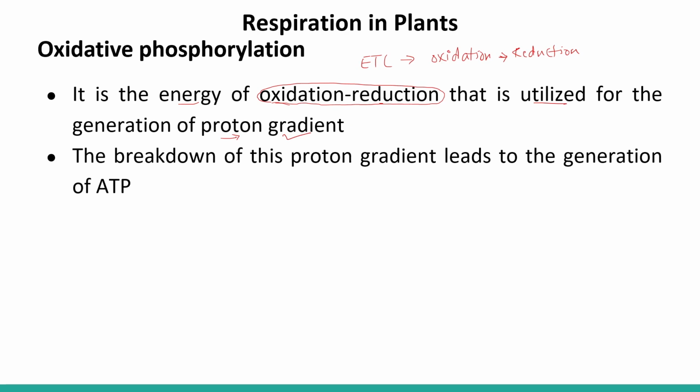Now the proton gradient is created due to the downhill transfer of electrons. The breakdown of the proton gradient leads to the generation of ATP. We will talk about this in detail when we talk about the electron transport chain and terminal oxidation.